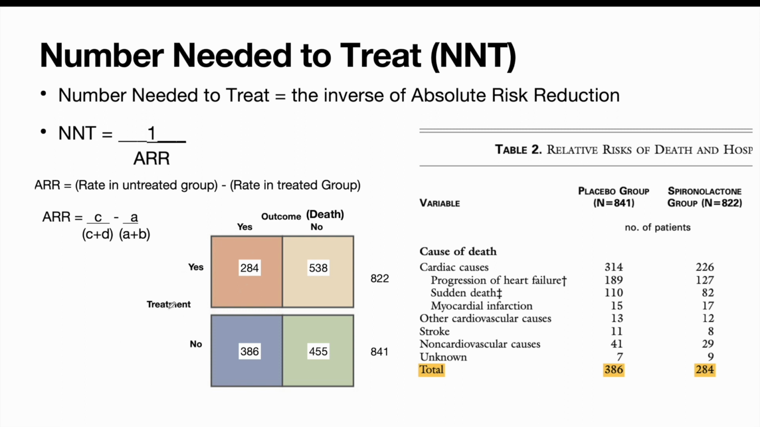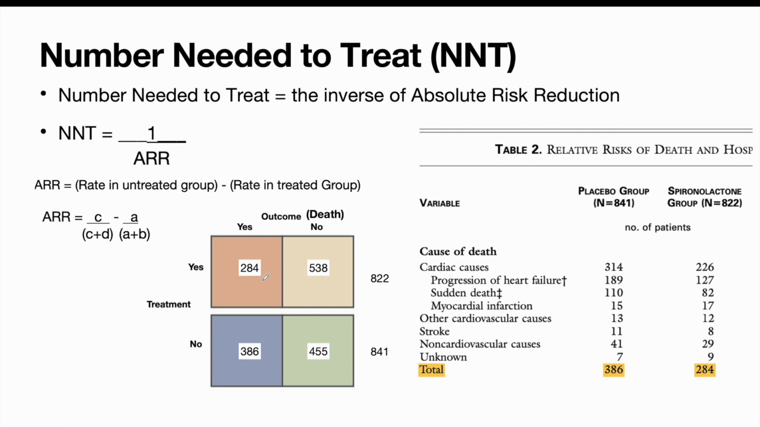Then we move on to people who did not receive the spironolactone. The number of these patients who died was 386. Our sample size was 841, so that's our C plus D. And then we can just subtract the 386 from the 841 to fill in this column of people who did not have the treatment and did not have the outcome that we're measuring.